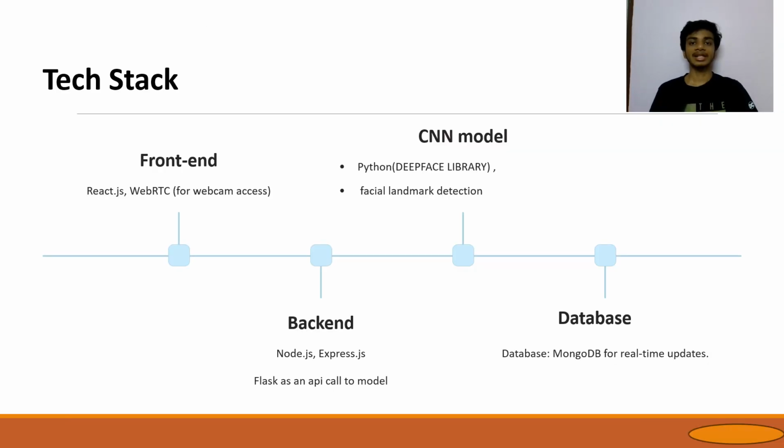This is the technical stack used in our project. In the front end, we are using React.js and WebRTC for webcam access. In the backend, we are using Node.js, Express.js, and Flask as an API call to the model. For the CNN model, we are using the DeepFace library. It is useful to detect the emotions of a child.